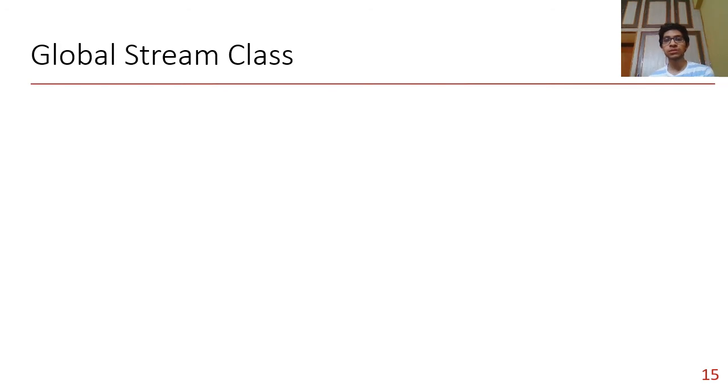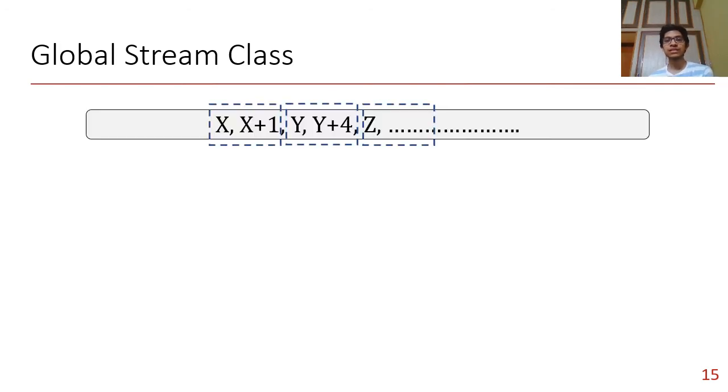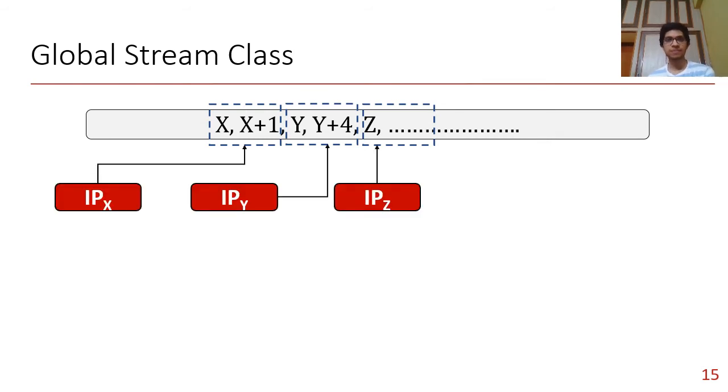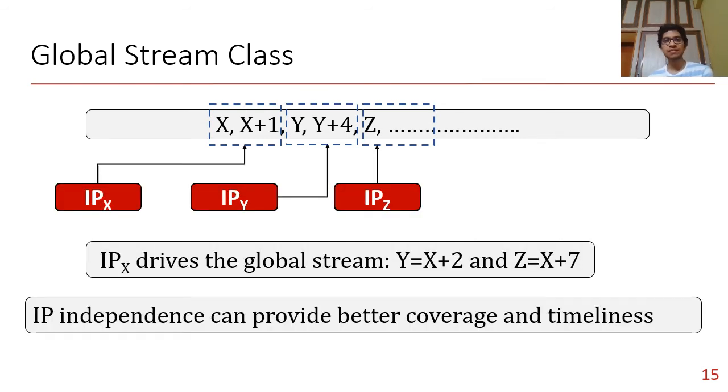Let's now move on to the global stream class. Take the following region for example. 3 different IPs are accessing it. IPX acts as a trigger for the global stream in the region. In this case, it is better to prefetch the global stream instead of the strides observed by the IP, since it follows program order and hence results in better timeliness. It also exploits spatial locality, since the consecutive cache lines are potentially stored in the same DRAM row buffer, which results in increased row buffer hits.